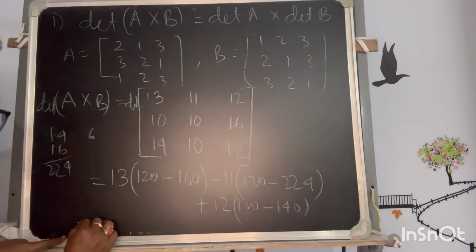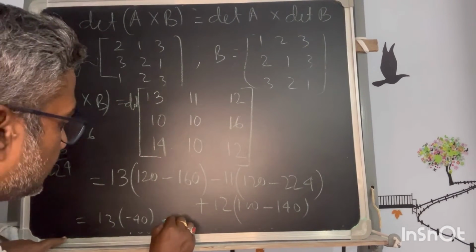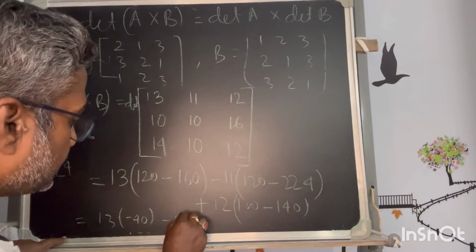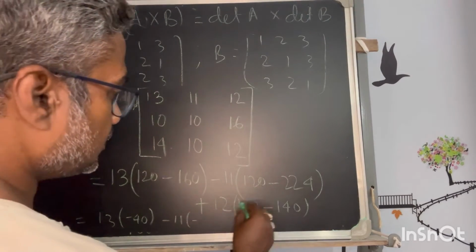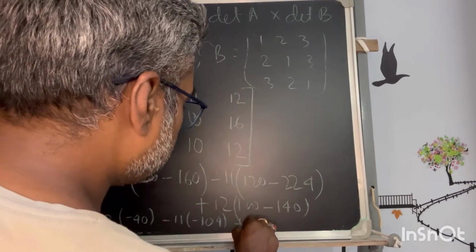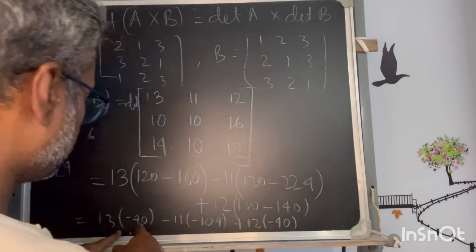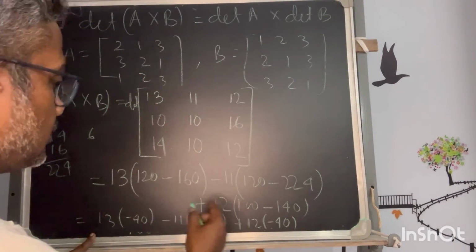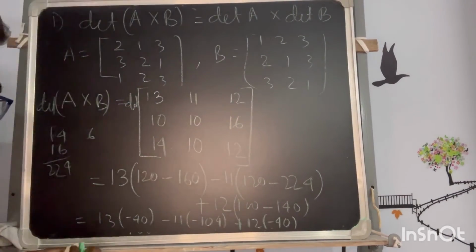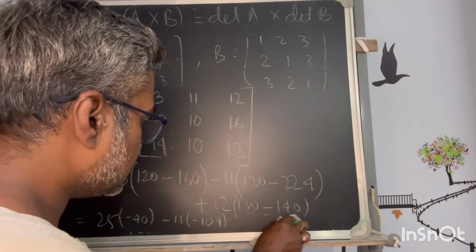Okay, now we calculate this. 13 into minus 40, minus 11 into minus 104, plus 12 into minus 40. Now this minus 40 and minus 50 come together, 13 plus 12, it will give you 25. So I will make it 25 and I will rub this part.